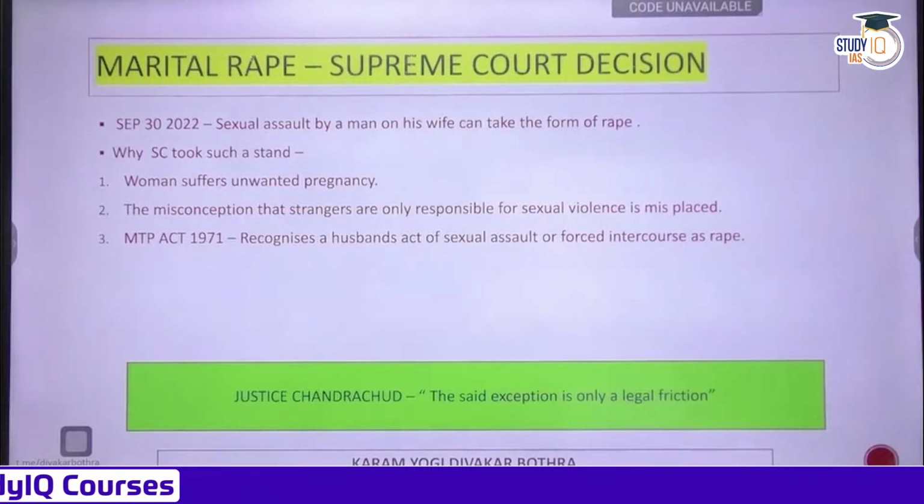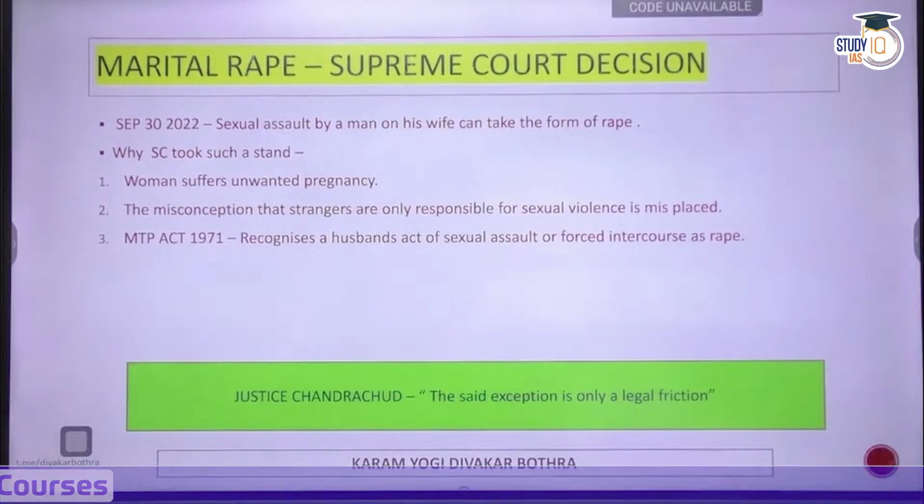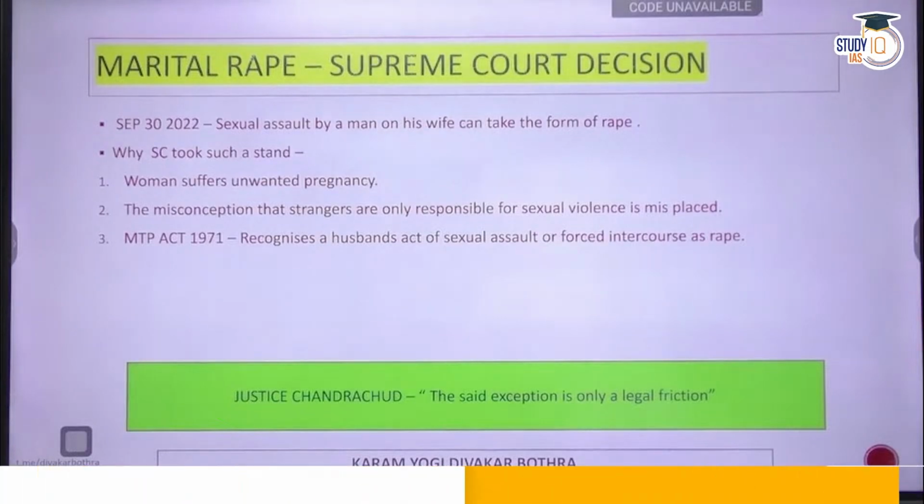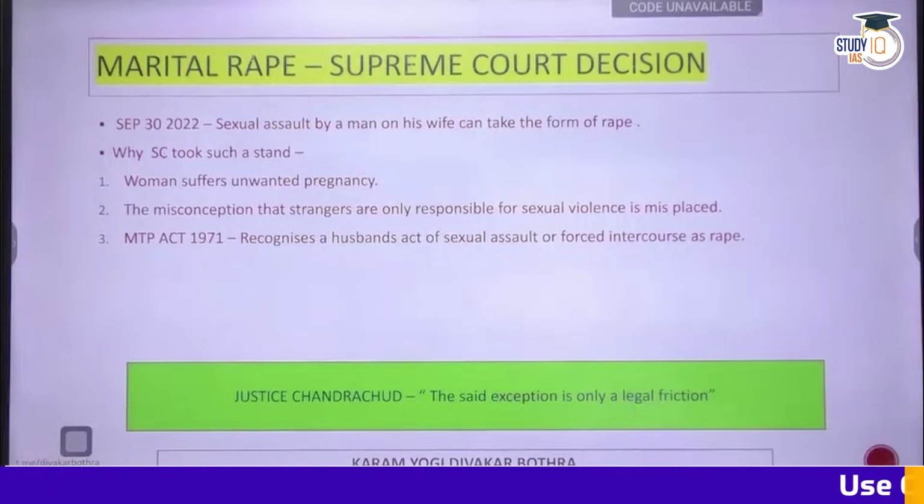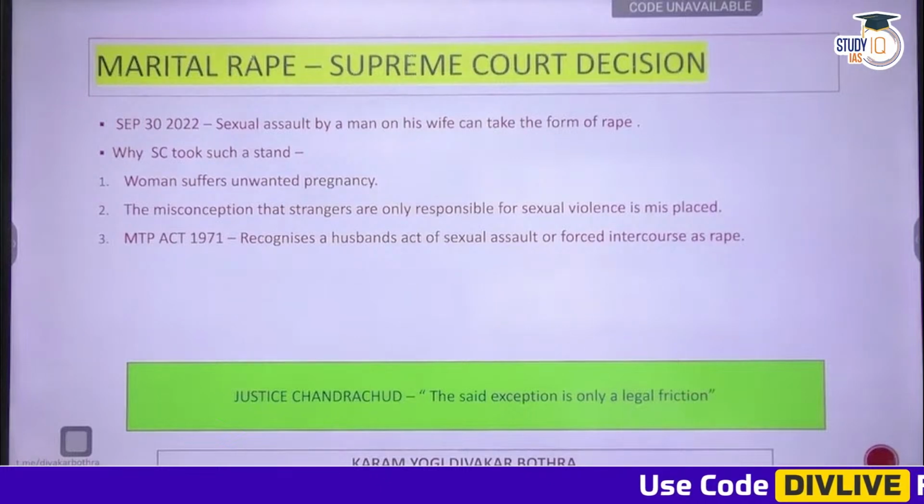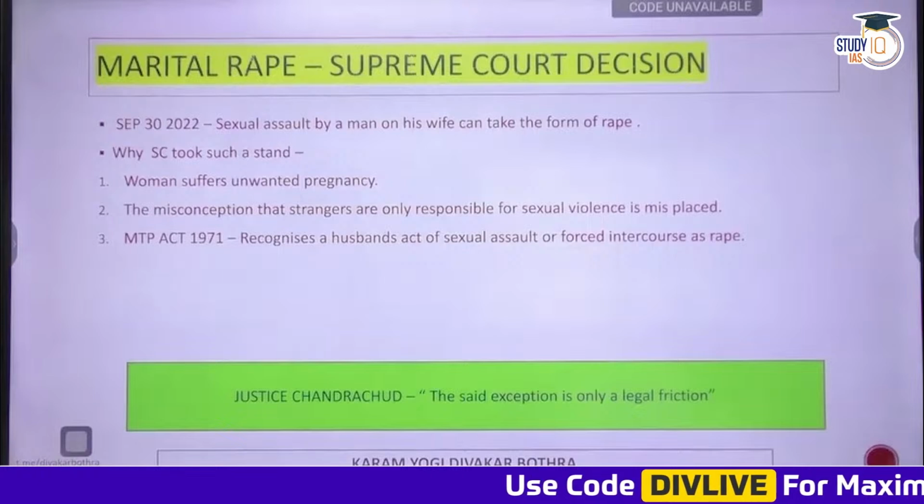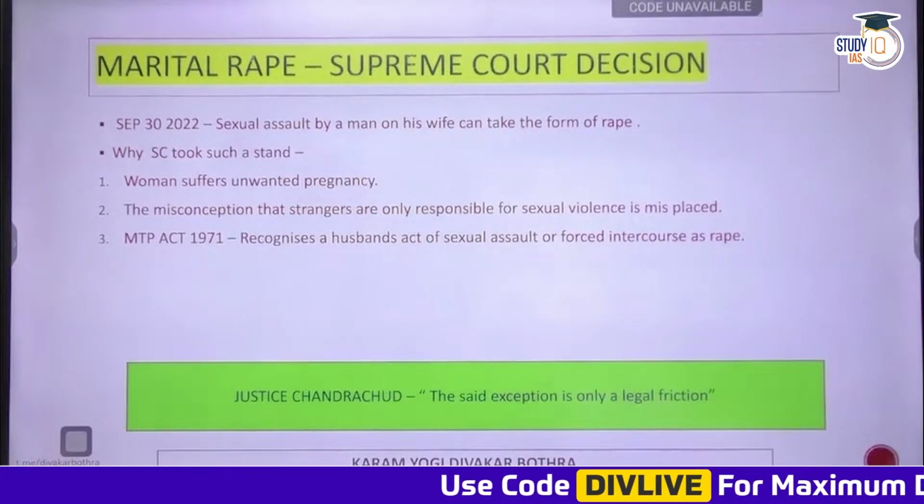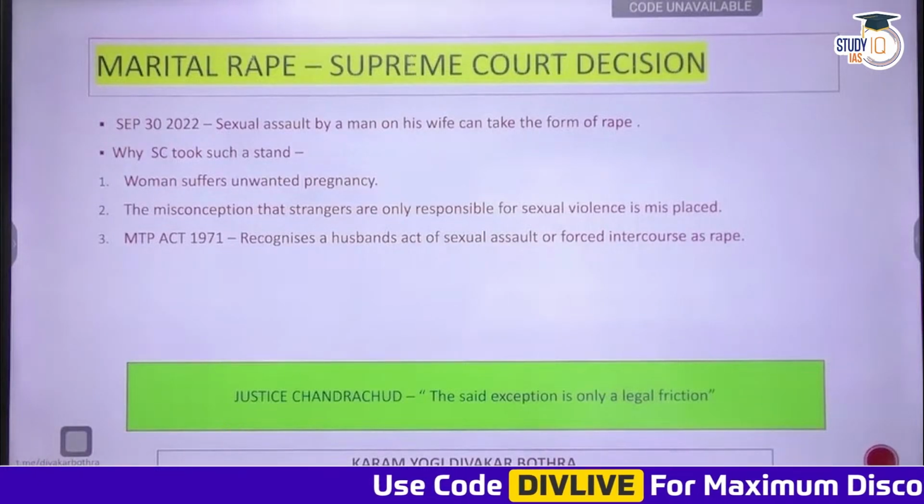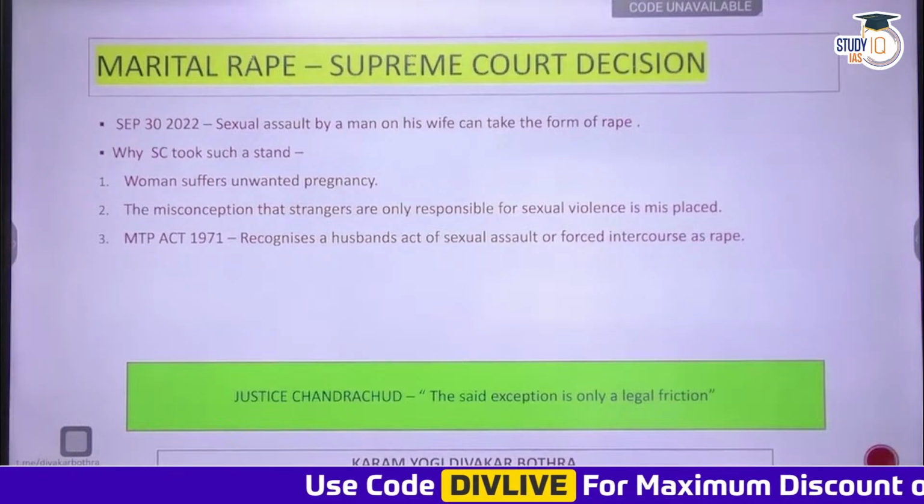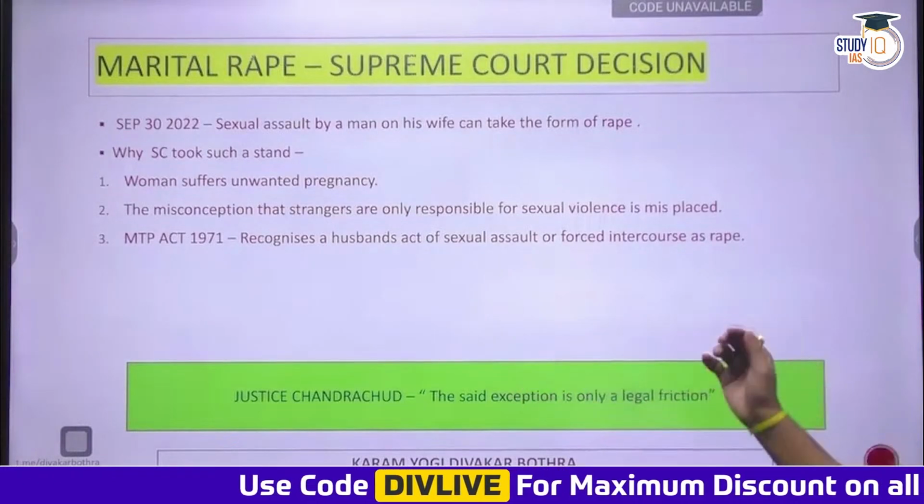A woman suffers unwanted pregnancy because of that. That is a form of violence, forced pregnancies. The misconception that strangers alone are responsible for sexual violence is misplaced, as it creates inequality between married and non-married women. The MTP Act 1971 recognizes the husband's act of sexual assault or forced intercourse as rape. They give three reasons, that under POCSO this is recognized as rape.